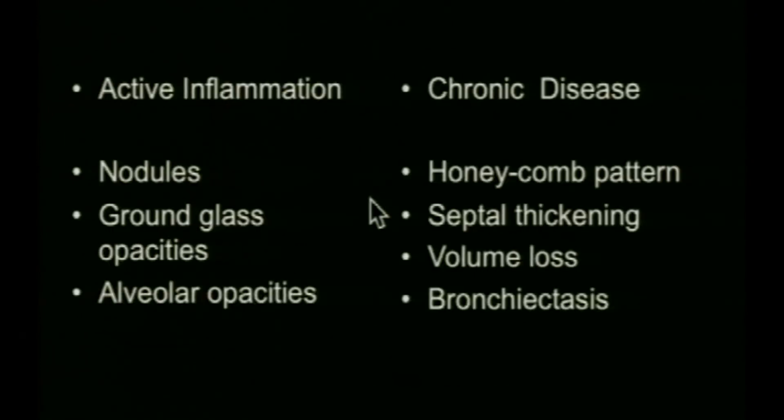So what are the indicators of active inflammation on an HRCT in sarcoid? It is the presence of nodules, ground glass opacities and alveolar opacities. Chronic disease, what we mean is fibrosis. You will get honeycomb pattern, septal thickening, volume loss and bronchiectasis.